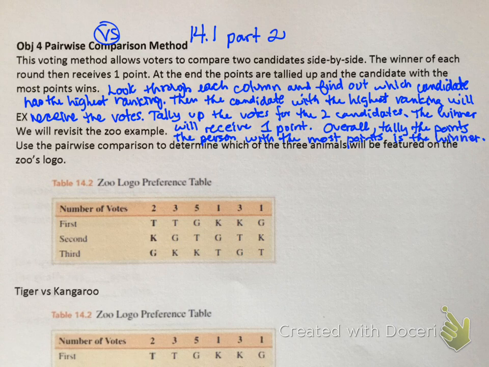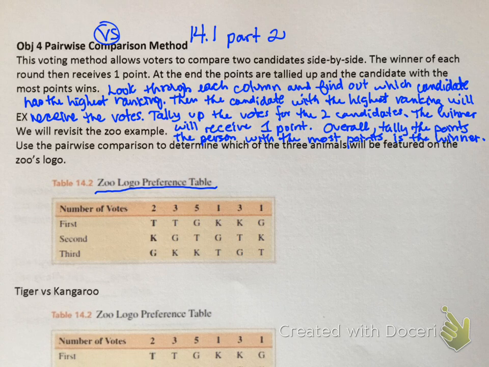Okay, so let's go ahead and check this out. We're going to look at that zoo example again. We're going to use the pairwise comparison to determine which of the three animals will be featured on the zoo's logo. So we notice here we have tiger, kangaroo, and giraffe, each represented, tiger with a T, kangaroo with a K, G with a giraffe, and here's a preference table. So this is what we're going to use to figure out which candidate beats the others.